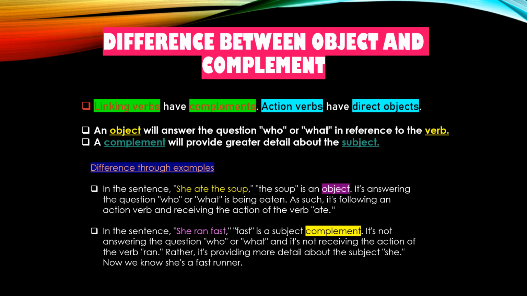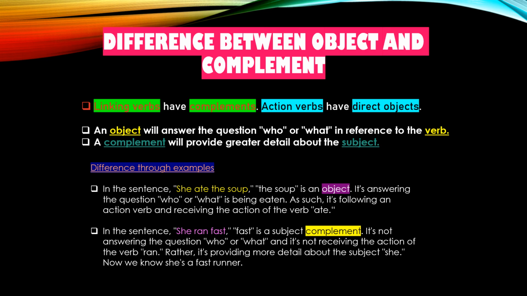Last but not least, we look at the difference between the object and the complement. Linking verbs have complements. Remember, linking verbs have complements, and action verbs have direct objects. After a linking verb, it must be a complement, and after an action verb, it must be a direct object. Next, an object will answer the question who or what in reference to the verb, right? But a complement will provide greater detail about the subject or the object, depending. We differentiate through some examples here.